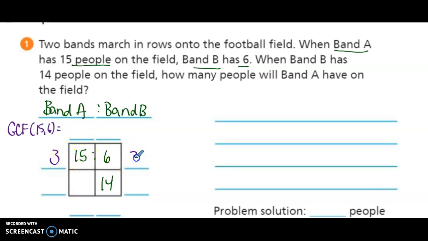15 divided by 3 is 5. I still have some kids who want to start with this column. Don't start with the column, start with the row. And once you find that greatest common factor, then start your dividing from the inside out with that row. 6 divided by 3 is 2. 14 divided by 2 is 7. The missing box is 35. So when band B has 14 people instead of 6, to keep the pattern, band A will have 35.